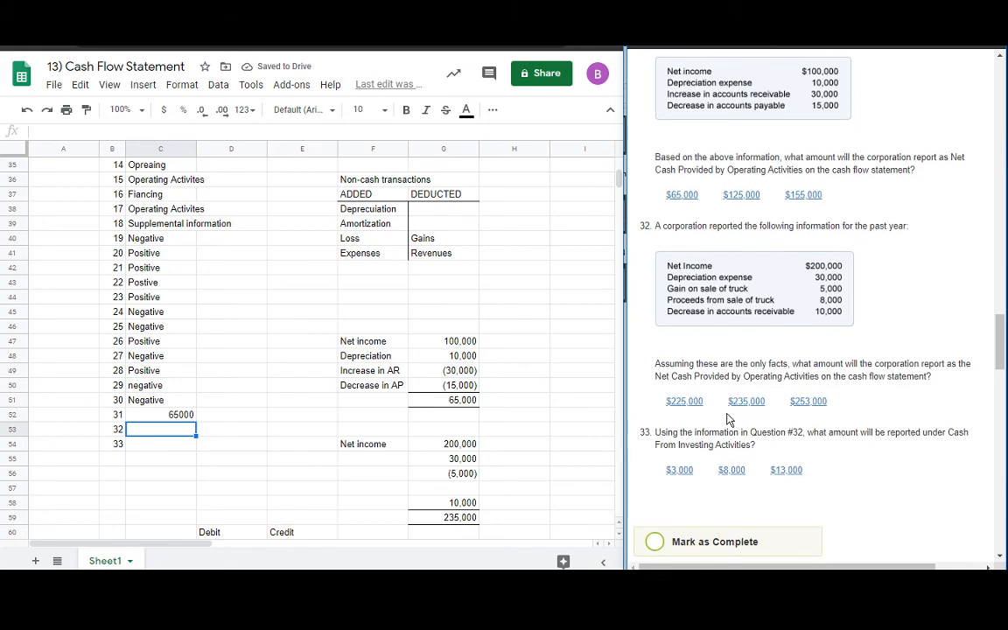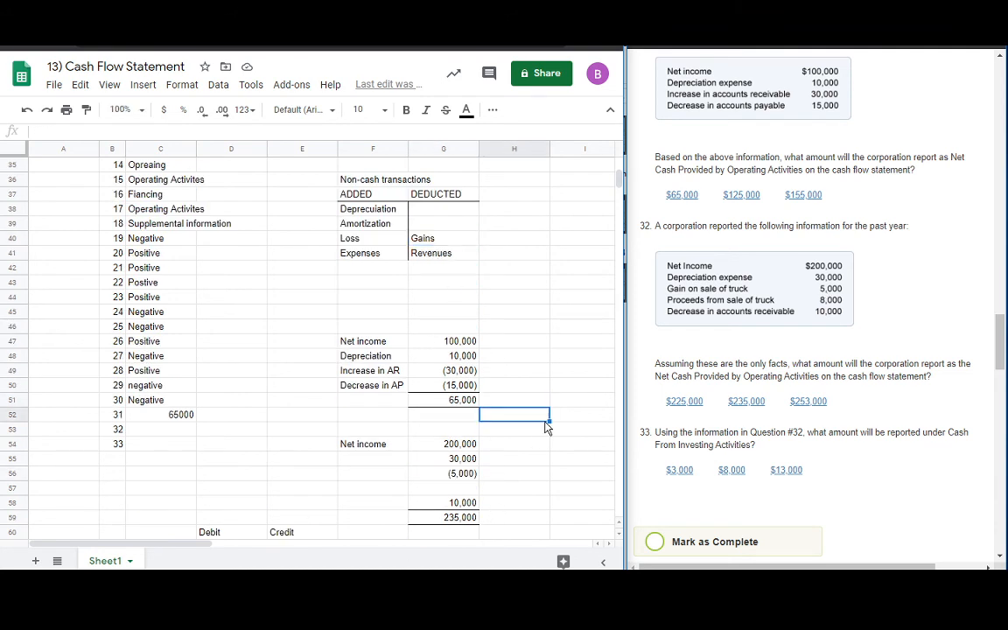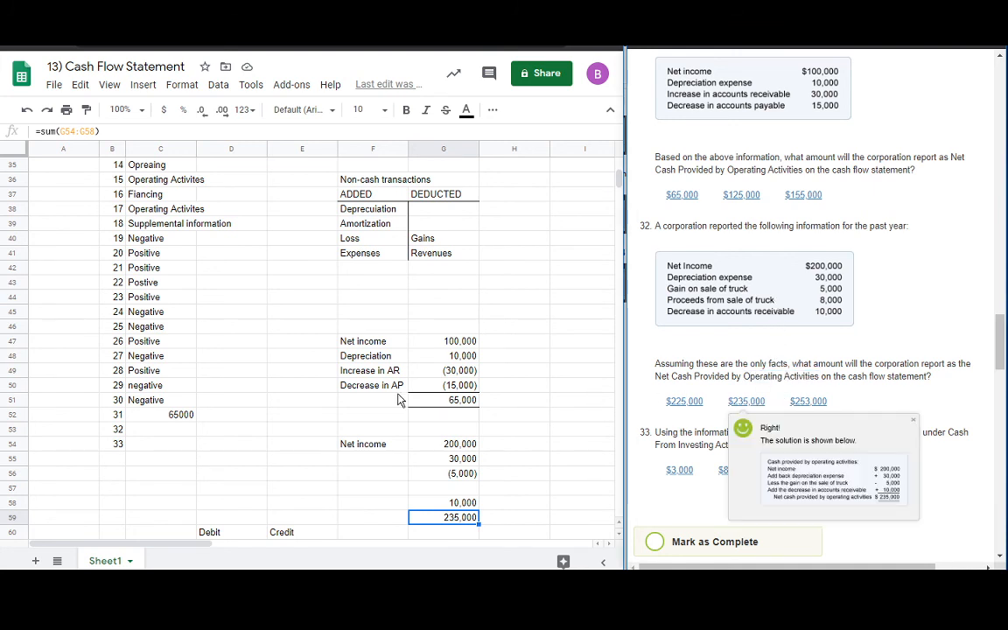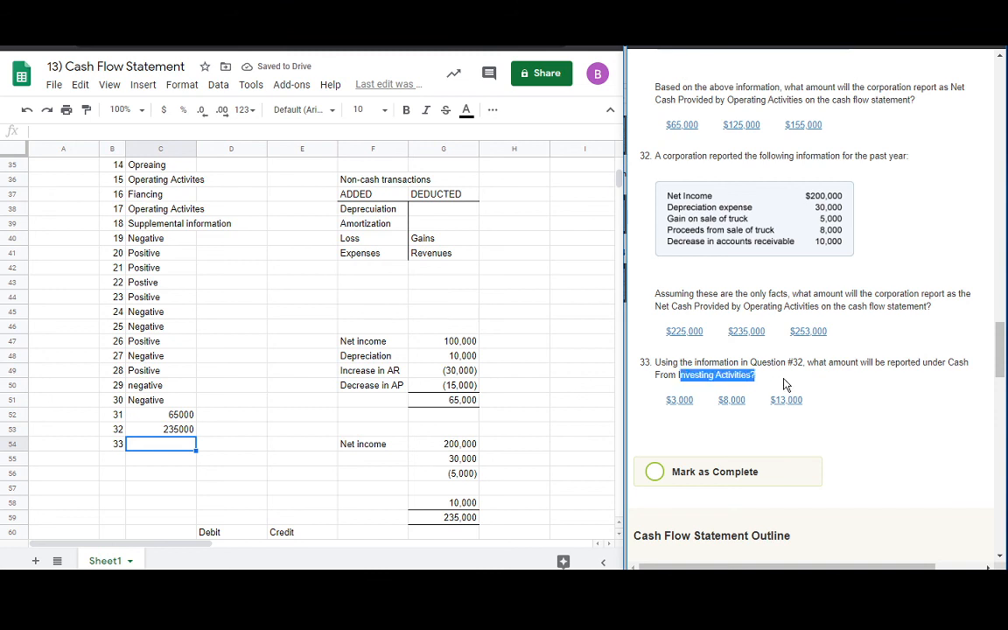And the last two numbers. Number 32, net income of 200. Okay, we add back depreciation, and then we minus the gain. Gain is deducted. And we add the decrease in accounts receivable of 100,000. And why did we not include 8,000? Because proceeds from a sale of stock is an investing activity, and here we are required to find the operating activity. So the answer is 235. And the last number, what is reported under investing activities? Again, it is from the proceeds from the sale of truck. It is 8,000. And so here ends the video.